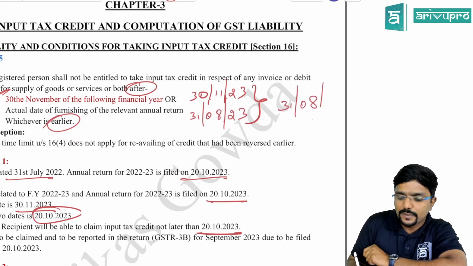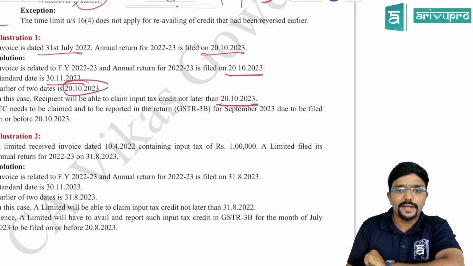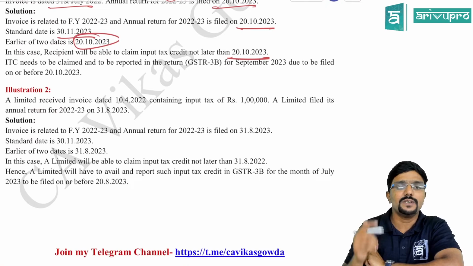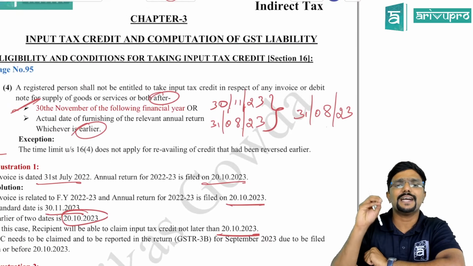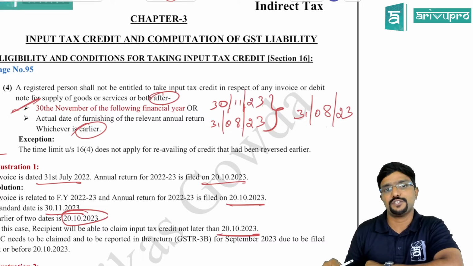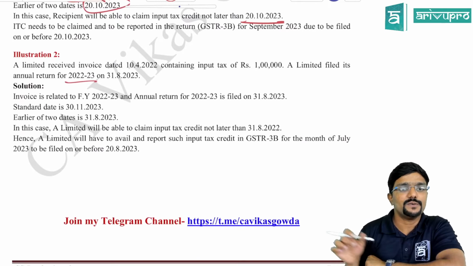31st August 23. So for any invoice or for any inward supply related to financial year 22-23, you can claim credit maximum within what time? 31st August. 31st August, guys. We'll see the solution.